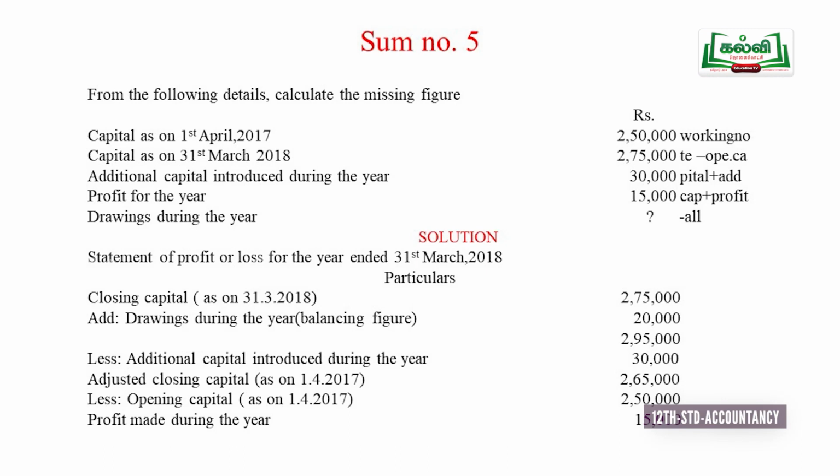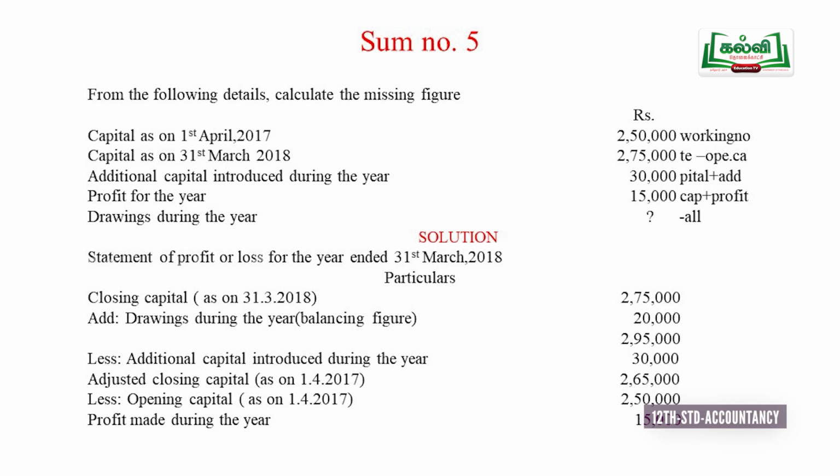In the working notes, first we have to take the opening capital. In opening capital, we have to add only two things, that is the additional capital and profit. Additional capital and profit is already given. The opening capital is 2,50,000. Add additional capital 30,000 and add profit 30,000. Then minus closing capital, we can have the drawings. Then next we pass on to the solution according to the format.